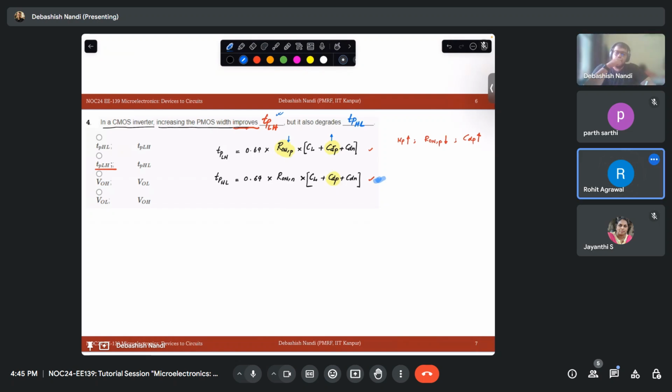Okay. So that R on is decreasing at a faster rate. No, both are proportional. See, this is proportional to 1 over W, and this is proportional to W. So what you need to understand is, you have answered me the right answer only, okay? But you need to understand why this is happening. So, what is your TPLH?